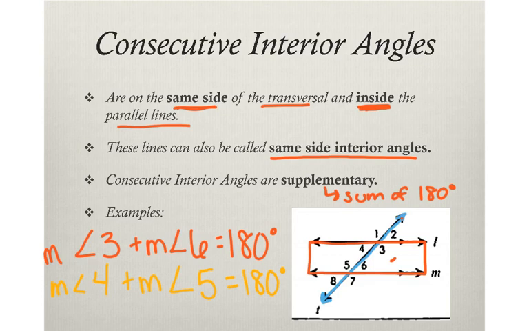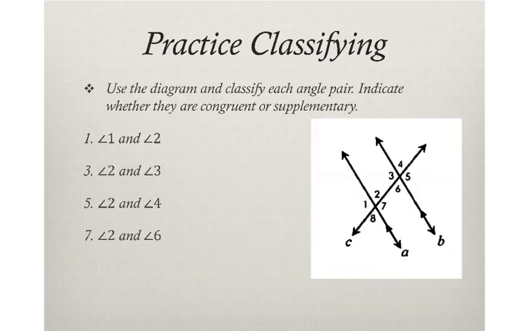What we're going to do is we're going to work on trying to go through some problems. All right, here we go. Practice time. So practice classifying, and Miss Hawes had a typo. But use the diagram and classify each angle pair. Indicate whether they are congruent or supplementary. So pick some of your colors and we're going to be working with them. They're going to help us again. So I'm going to highlight angle 1 and angle 5.